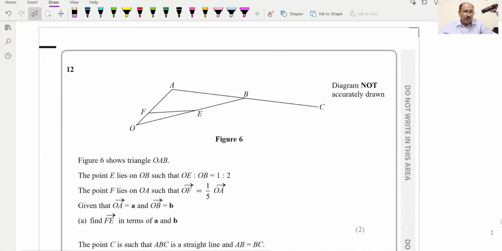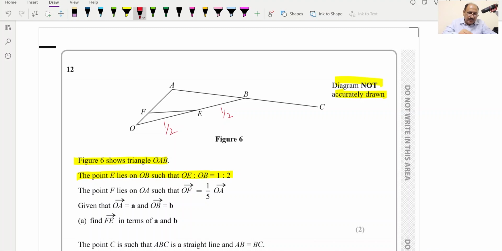Now question number 12. The diagram is provided, which is not accurately drawn. Figure 6 shows triangle OAB. The point E lies on OB such that OE to OB is 1:2. So OE is this one, which is 1, and this whole is 2. So this is 1, this is also 1, or we can say that it is divided into half, 1 by 2 and 1 by 2.